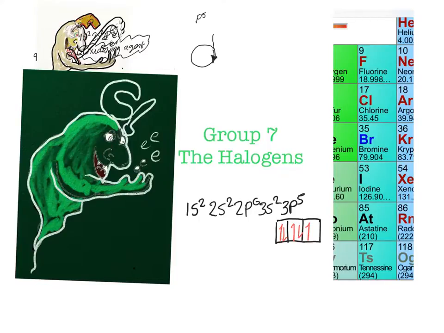Again, because of the unpaired electron, chlorine can attract electrons and is also a powerful oxidizing agent, but not as good as fluorine because its nucleus is shielded by even more shells of electrons.